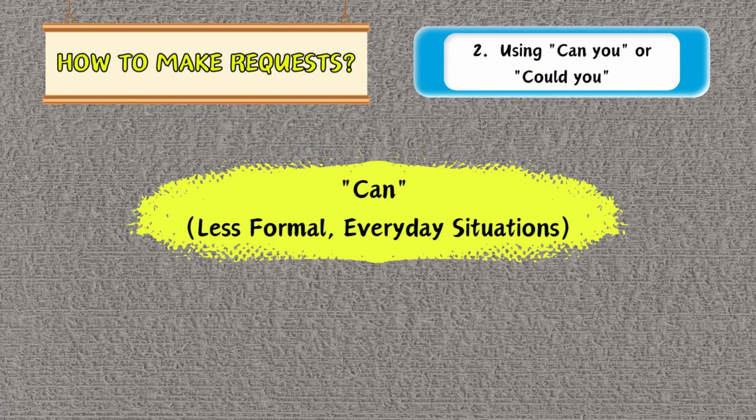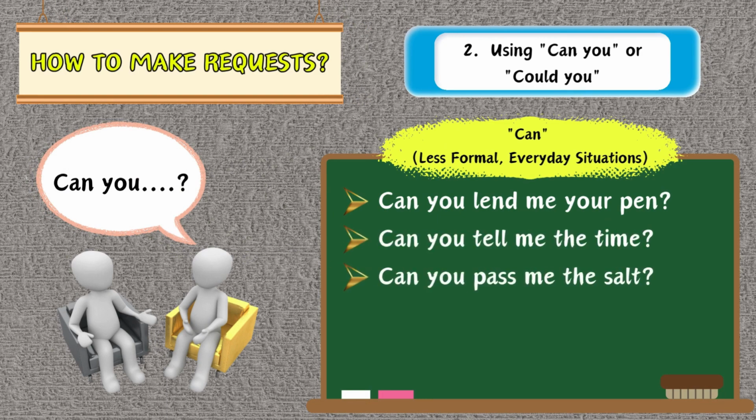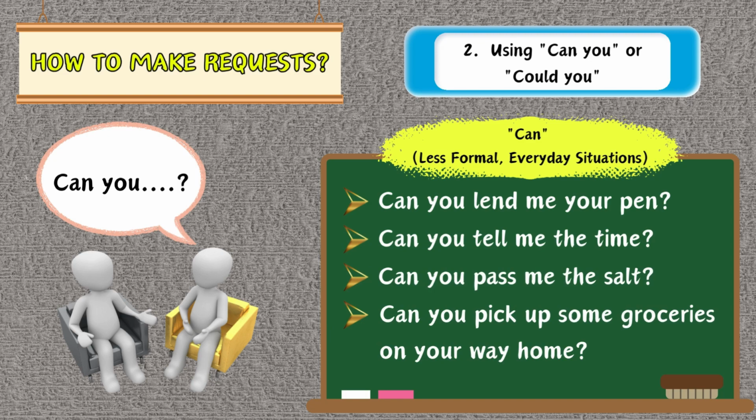Can is commonly used in informal situations and daily conversations. It's straightforward and direct. Examples: Can you lend me your pen? Can you tell me the time? Can you pass me the salt? Can you pick up some groceries on your way home?